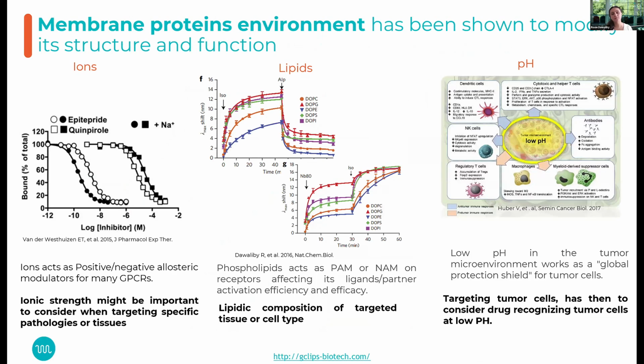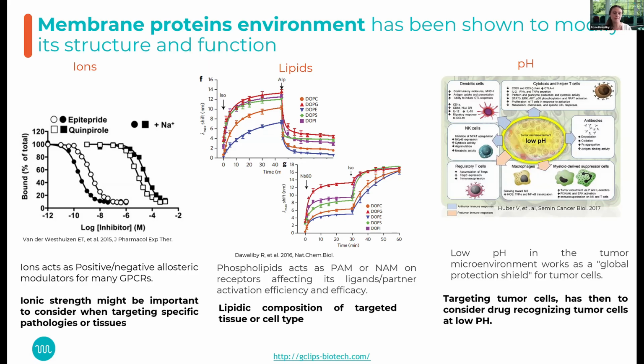And this is, of course, something that we have been studying for years now, and we know that for membrane protein, environment is really important, and it can shape the structure and function of these proteins. We know, for example, that for some GPCR, the ions can play a very important role in their function. We know as well that lipids can act as positive or negative allosteric modulators. So the lipidic composition of a specific cell type is very important in the function and structure of these proteins.